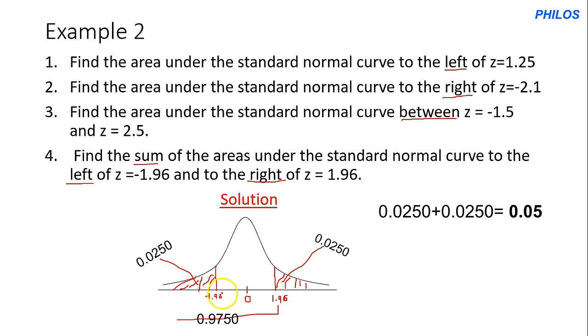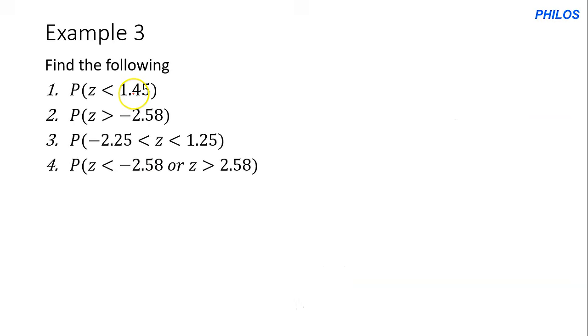The reason you get the same answer for the left of negative 1.96 and the right of positive 1.96 is that they are the same value, just with different signs. So you get the same answer for them. Sometimes when you see a question like this where the z-scores are the same, just with different signs, if you are able to get the answer for one, you take that same answer for the other side, unless the z-scores are different. So let's look at example 3.